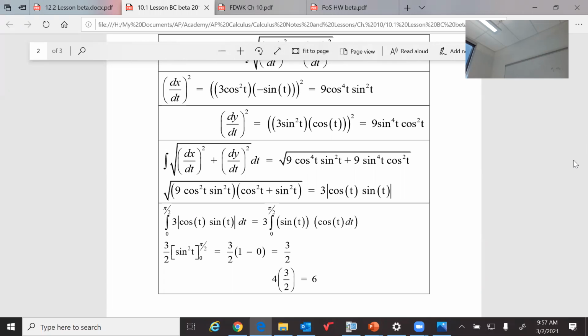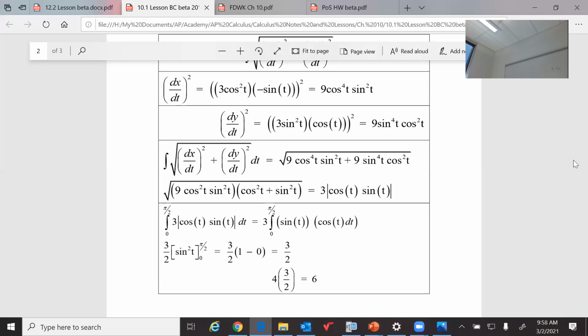I have to anti-differentiate this. So what's the issue? Well, I want to anti-differentiate sine, because cosine is the derivative of sine. So if I say sine is my mu, then cosine is part of my d mu. So sine gets anti-differentiated, gives you sine squared over 2. Bring that 2 out front with the 3. 3 halves from 0 to pi over 2.